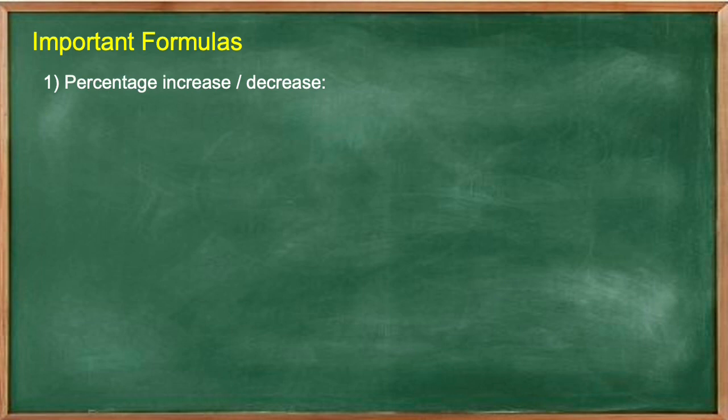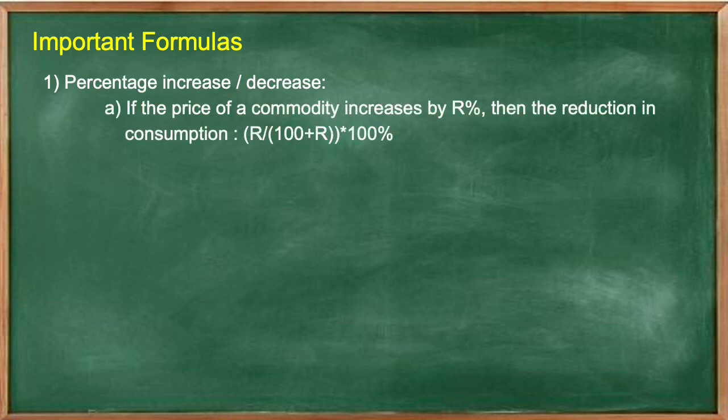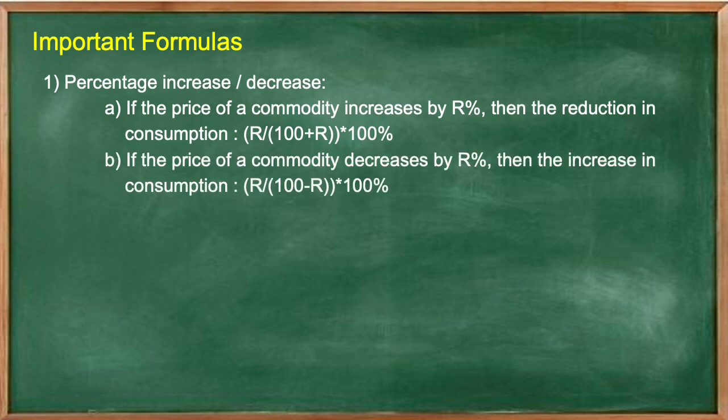Number 1. Percentage increase or decrease. A. If the price of a commodity increases by R%, then the reduction in consumption is R divided by 100 plus R into 100%. B. If the price of a commodity decreases by R%, then the increase in consumption is equal to R divided by 100 minus R into 100%.